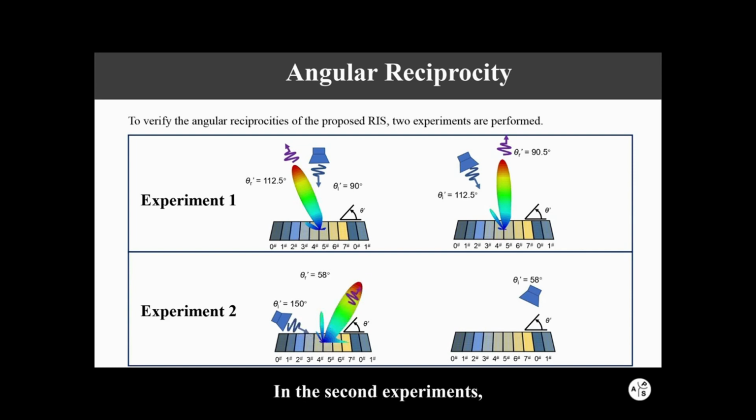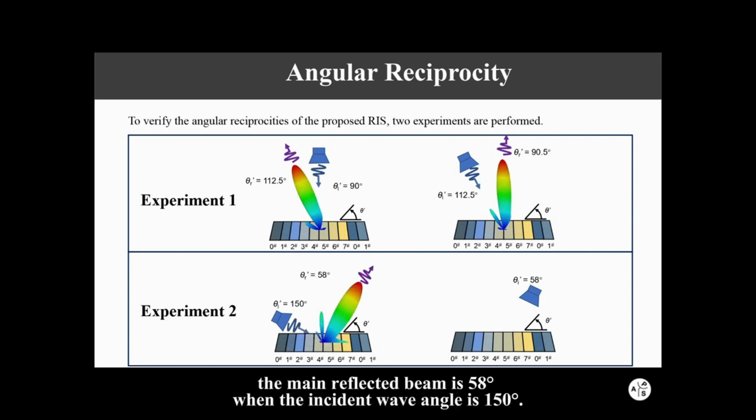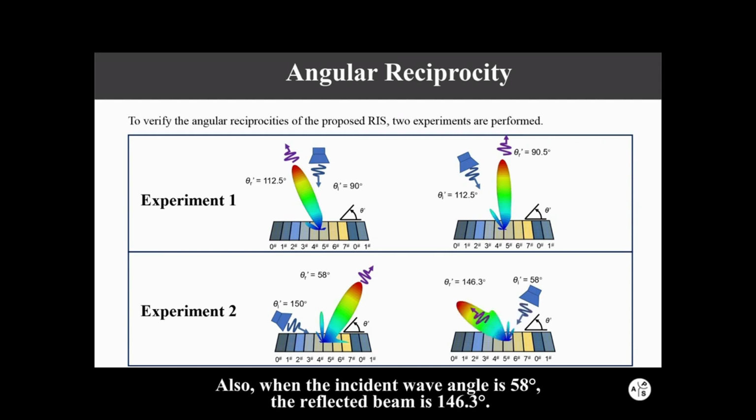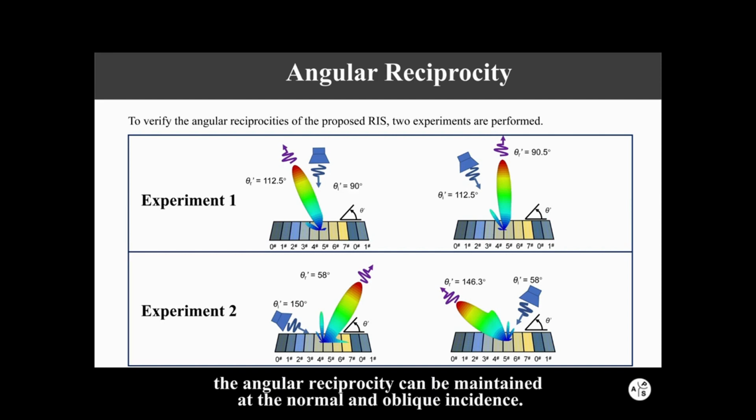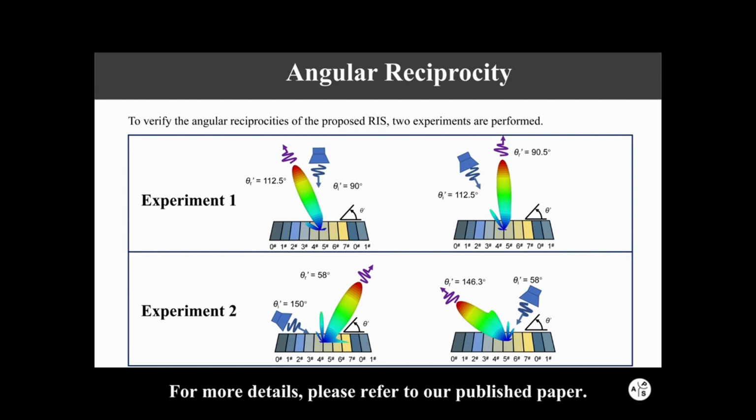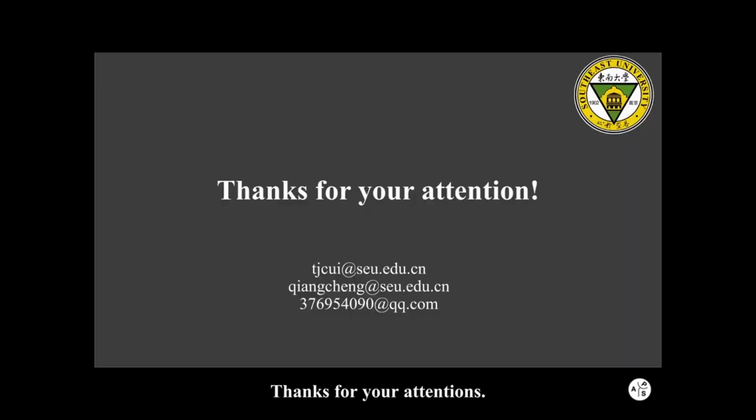In the second experiment, the main reflected beam is 58 degree when the incident wave angle is 150 degree. Also, when the incident wave angle is 58 degree, the reflected beam is 146.3 degree. Due to the angle-insensitive meta-atom design, the angular reciprocity can be maintained at normal and oblique incidence. For more details, please refer to our published paper. Thanks for your attention.